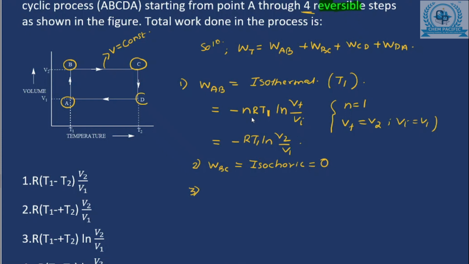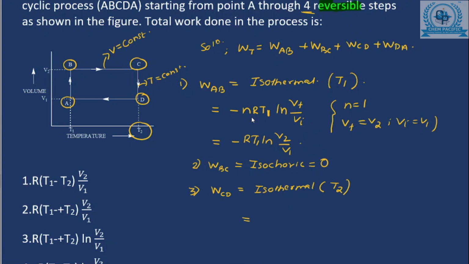Third step कहाँ पे हुआ? C से D तक आए. So work done is CD. Now you see CD is a line which is parallel to the y-axis. It means in this case the x is constant. In this case T is constant. So again you see, C to D is again one isothermal process, and in this case the temperature maintained is T2.